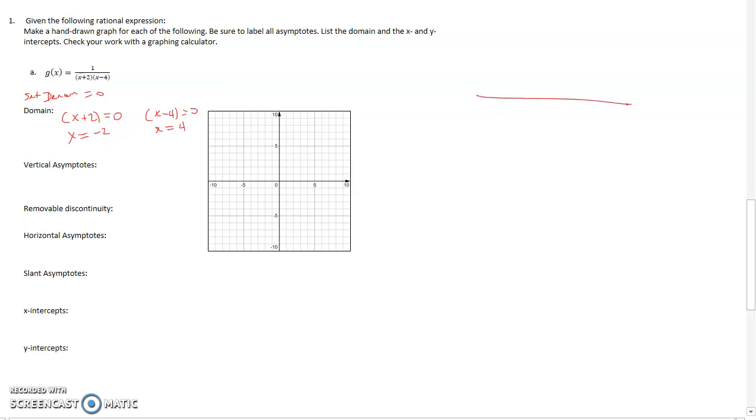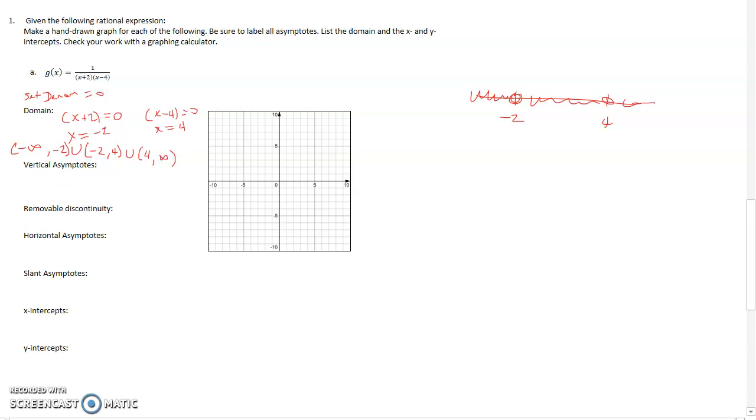So if I think about a number line, and I know I can't have -2, and I can't have 4, but I can have everything else, how would I write this in interval notation? Well, the domain would be -infinity to -2 union -2 to 4 union 4 to infinity. That would be my domain.